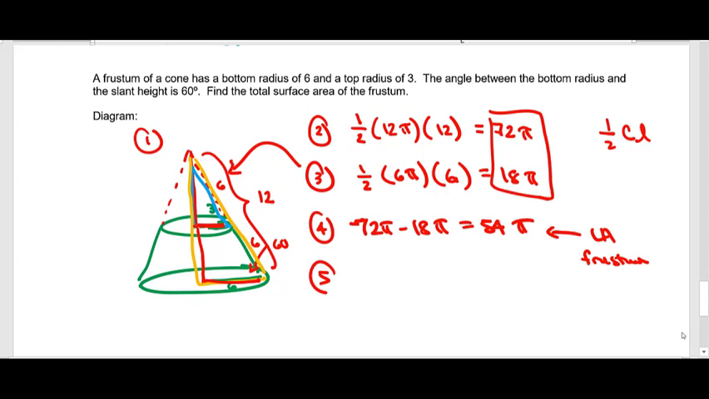And then the last thing I'm going to do is find the area of the two bases. The two bases are going to be 9 pi and 36 pi. And then I'm just going to add that with this guy right there. And so my total surface area is going to be equal to 99 pi.